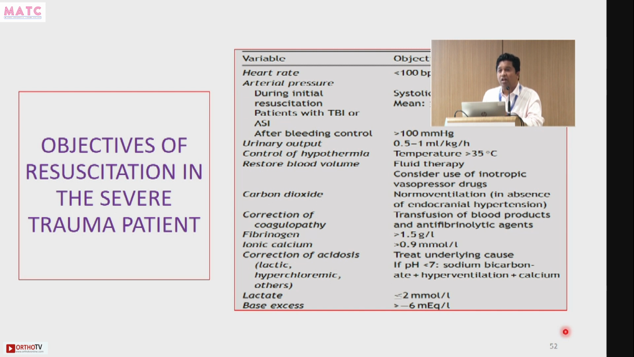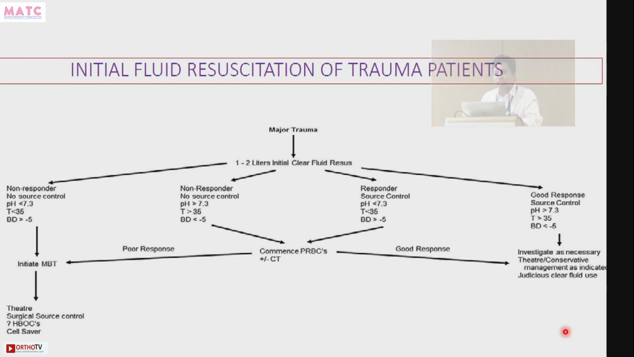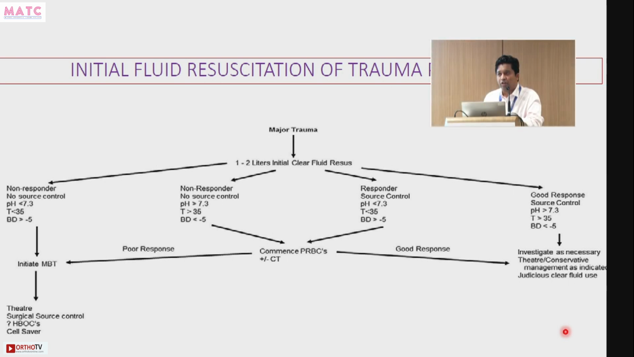And goals are your variables, like clinical parameters, laboratory tests, and imaging. Now you get different types of patients, responders and non-responders. The fluids which we use normally are crystalloids. The choice of fluid is whether Ringer's lactate or Plasma-Lyte. You avoid colloids.